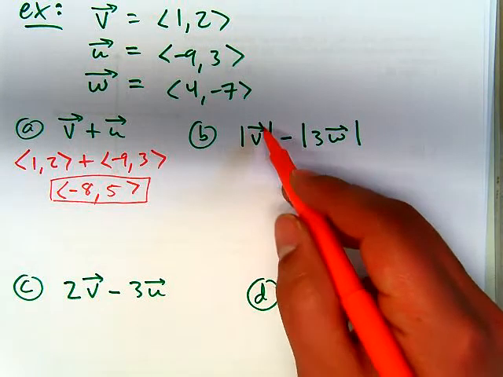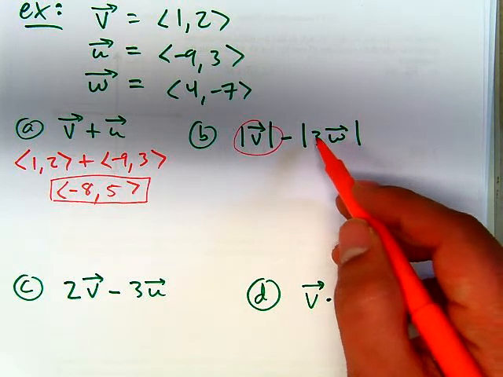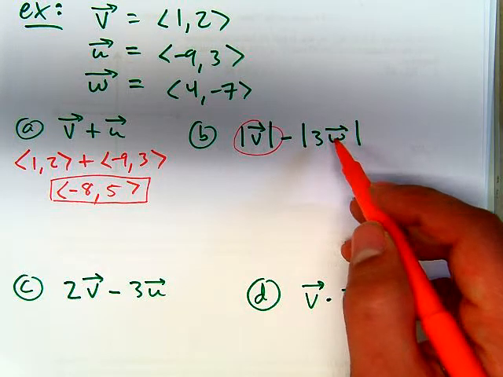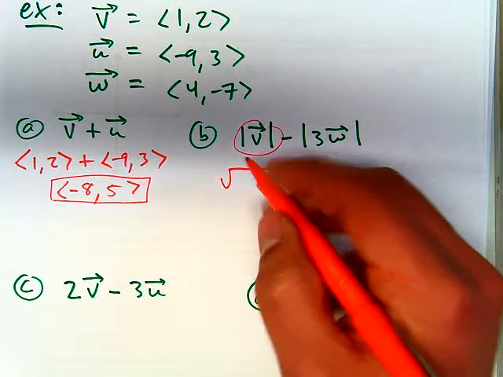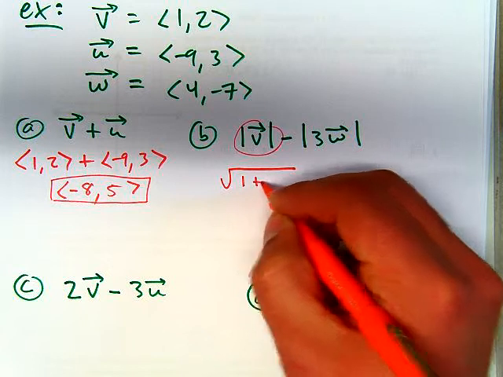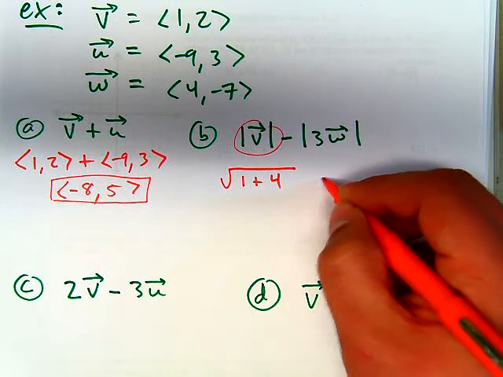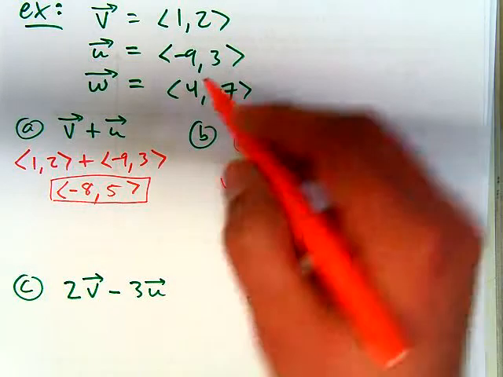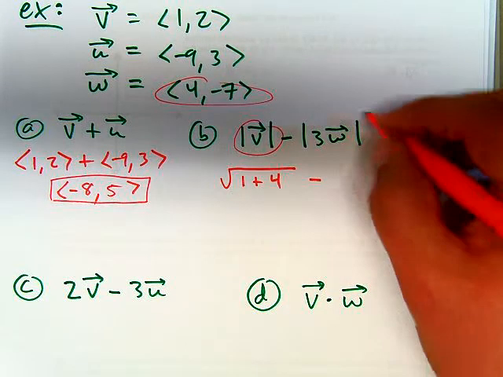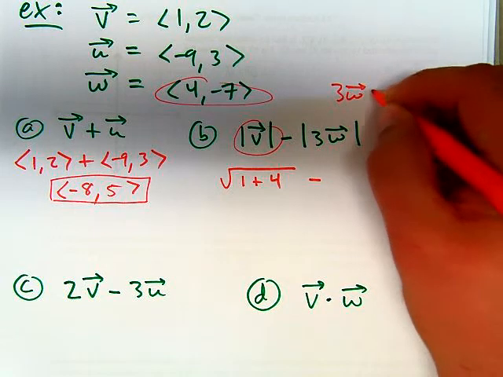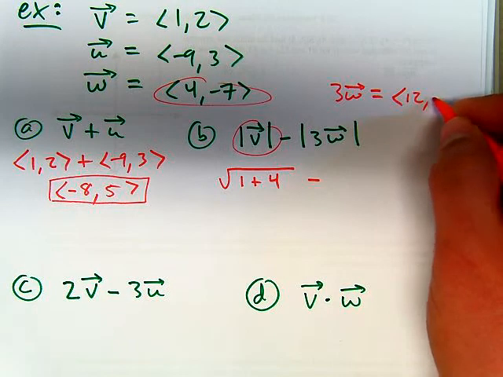Okay? B, remember that this notation means length of v, and that this notation means length of 3w. So the length of v, I know I can just square the horizontal components and the vertical components, that'd be 1 and 4, add them up, so we're just going to get root 5 there. And now this one, let's write out 3w. So what is 3w? 3w is going to be w but tripled, so 12 and then negative 21.